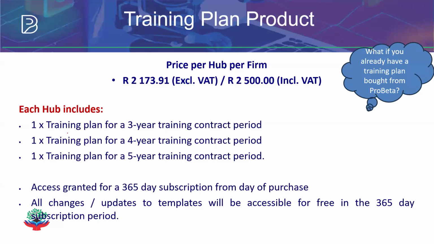Now, in terms of what you'll find in each of these hubs, so in other words, when you pay the amount, what are you getting? You're getting a training plan template for a 3-year training contract, 4-year training contract, and a 5-year training contract. So this is all included in the one price. So that caters for the different lengths of contract for your respective trainees.